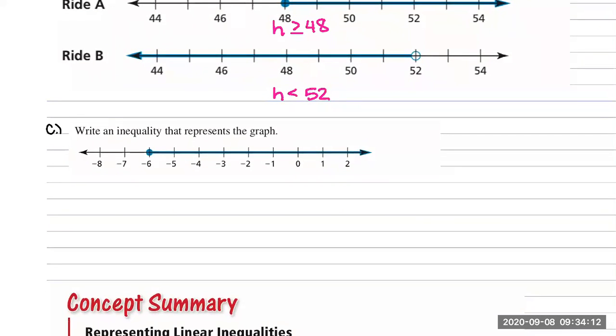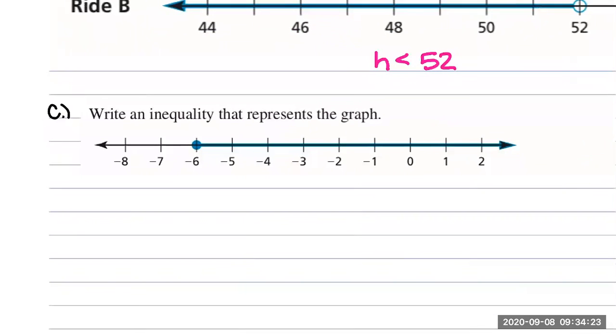For C, we have a closed circle on that -6, and our line runs to the right. So this is saying that something is greater than or equal to -6. So if we're just working with h, we're going to have h. Our line points to the right, so our sign's going to point to the right. We have a closed circle, so we put a line underneath that inequality, and then our number is -6, so we just write down the -6.